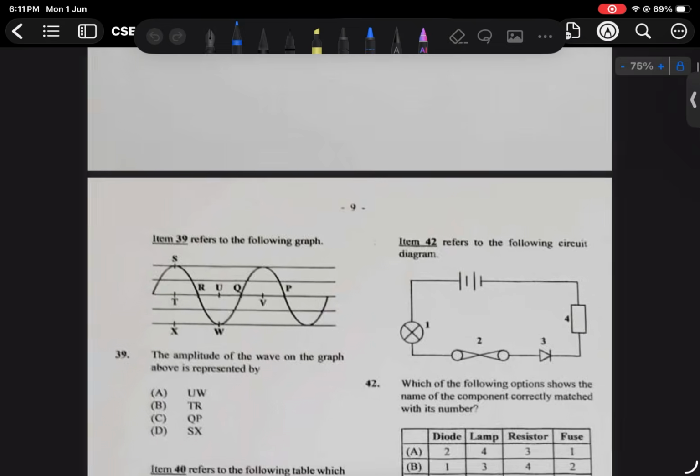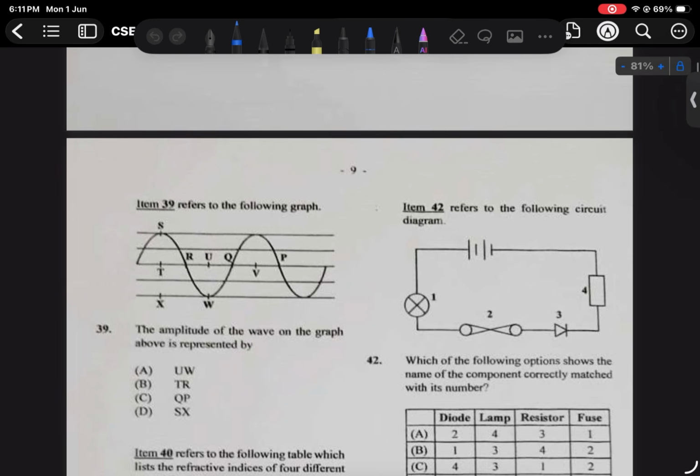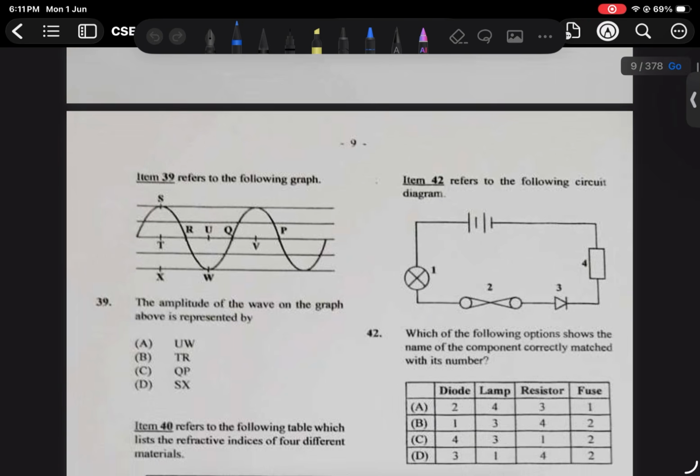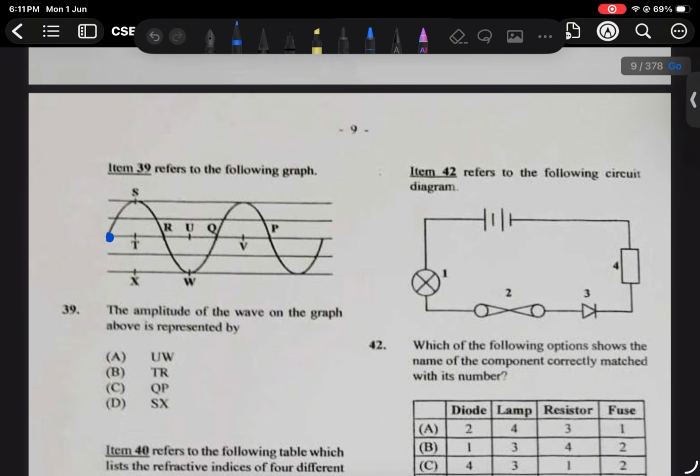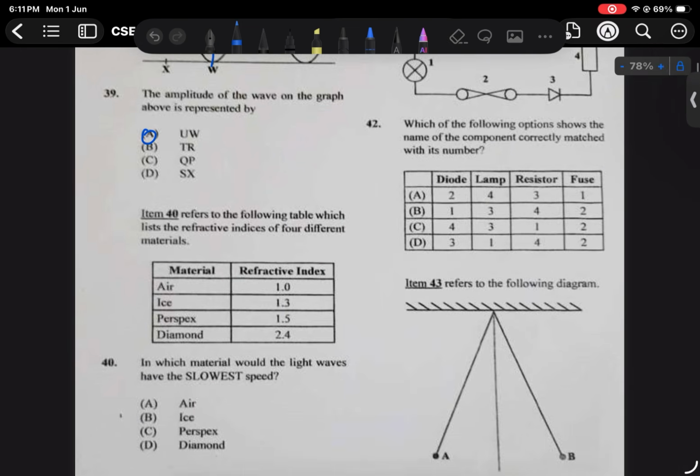Item 39 refers to the following graph. The amplitude of the wave on the graph above is represented by... amplitude is the maximum displacement from the equilibrium point. So UW, yes. Item 40 refers to the following table which lists the refractive index of 4 different materials.